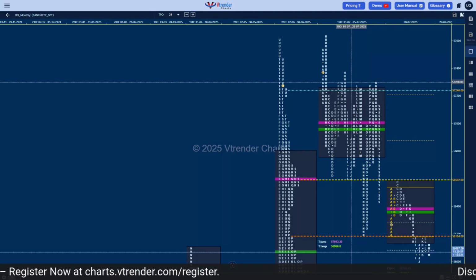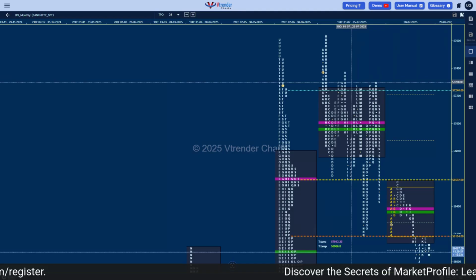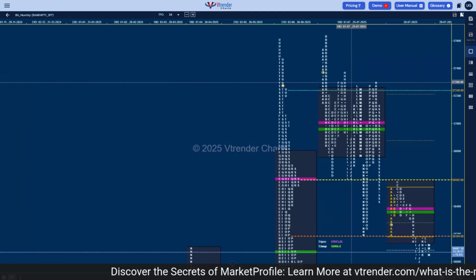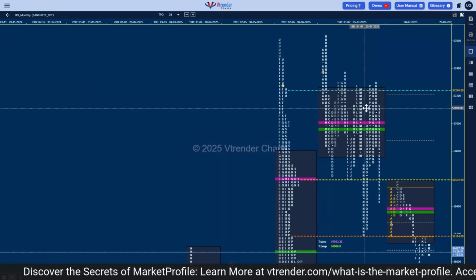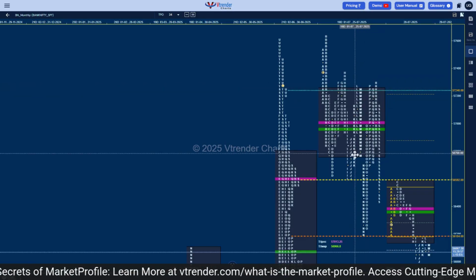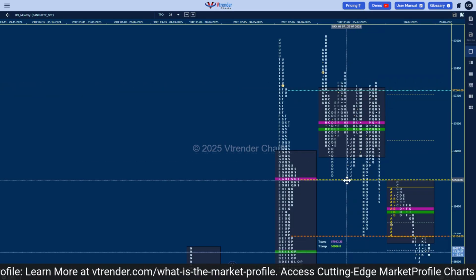We saw on the weekly charts how the multiple week value area high was right at that 57260. So we were not able to get any demand above that 57260. Hence we were always testing that, coming down lower and taking support at this POC.